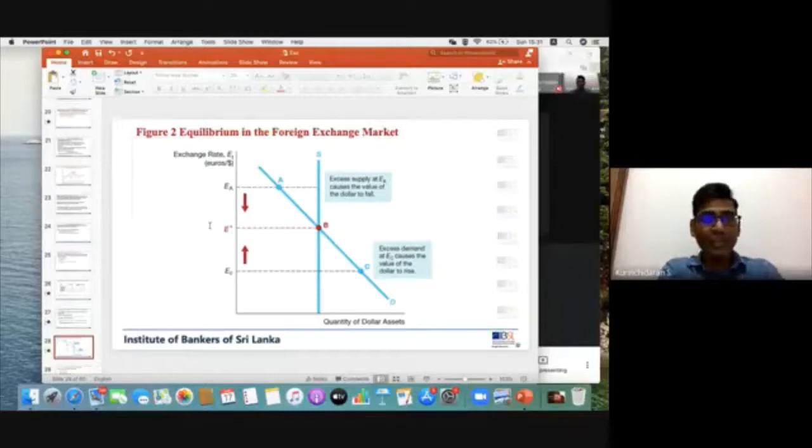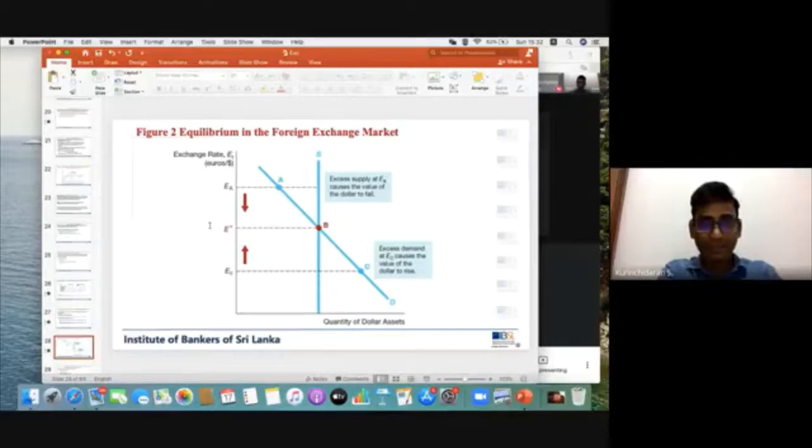Now the equilibrium exchange rate is determined in the foreign exchange market. So we can see the graph. In the graph, on the y-axis, you can see the exchange rate. That means E_T, the exchange rate today. The exchange rate is dollar to euro, right? So how much of a euro can you get for a dollar?